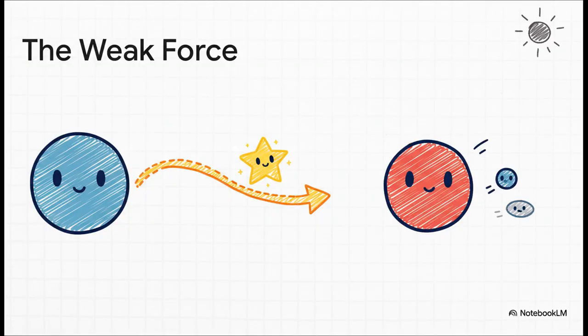The third force is called the weak force. And yeah, it's much weaker than the others and has an even shorter range, but it's absolutely crucial. Its main role is in radioactive decay. It's the force that allows a neutron to change into a proton. That's a process that helps power the sun, so kind of important.